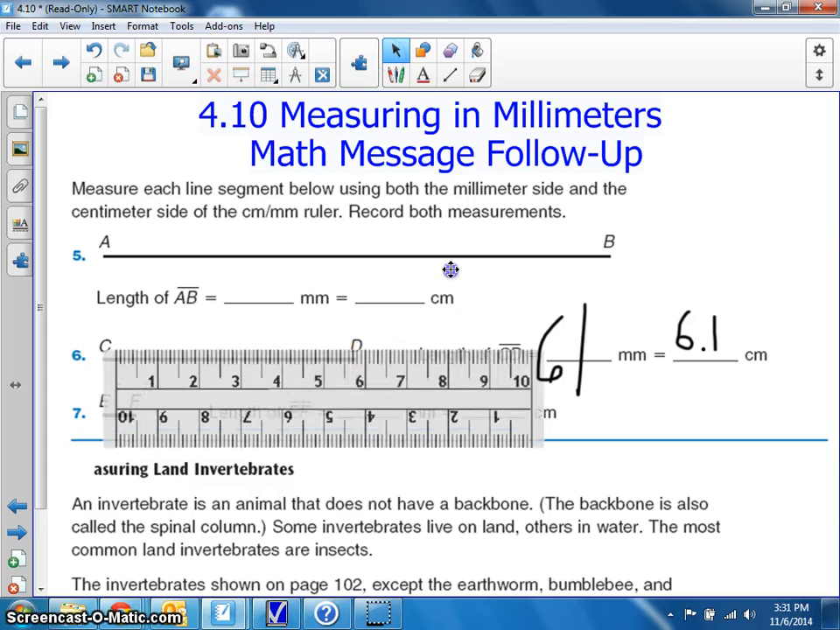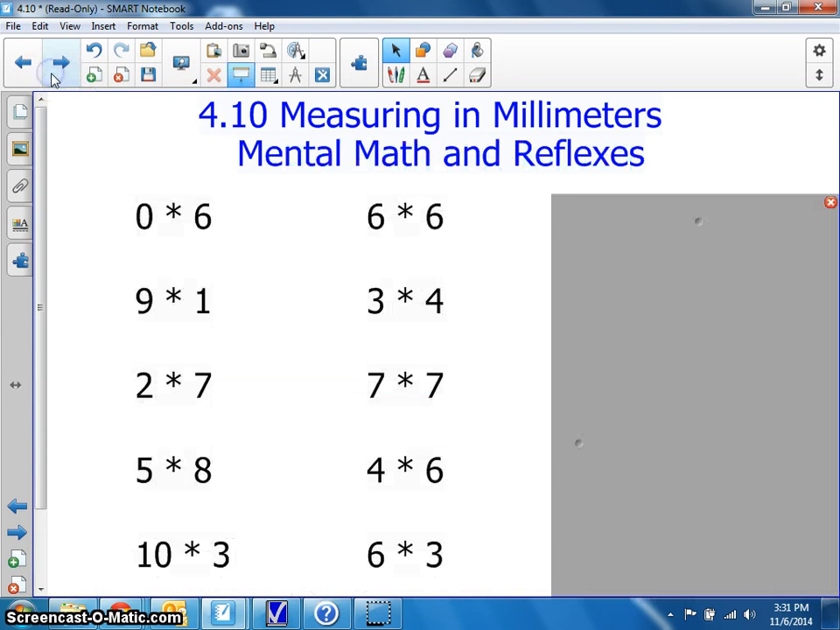Okay, can you do that with any line? That will be your entrance slip.